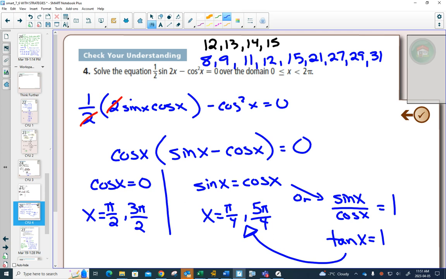Solving is probably the biggest part of the whole grade 12 course.